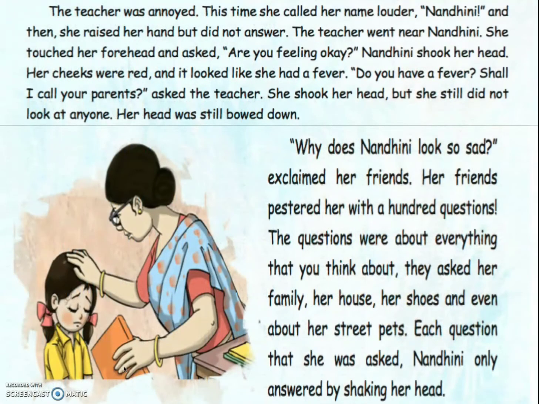The teacher was annoyed. That means she got angry because Nandini was not giving any response to the teacher's voice. This time she called her name louder, "Nandini." And then she raised her hand but did not answer. That time also she did not open her mouth and say present. She was just raising her hand to give her presence.